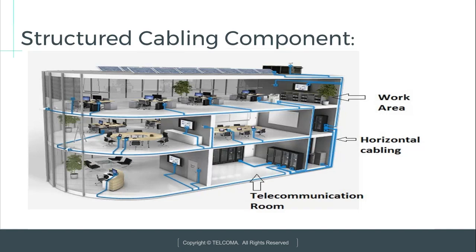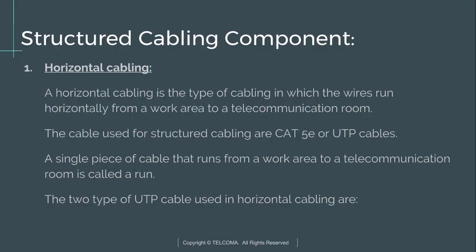This diagram shows the three components of structured cabling. It represents the work area, then the horizontal cabling used to connect the devices. Next is the telecommunication room, which acts as the central location where every device is terminated. Horizontal cabling is the type of cabling in which the wires run horizontally from a work area to a telecommunication room. The cables used for structured cabling are category 5E, or UTP, unshielded twisted pair cables. A single piece of cable that runs from a work area to a telecommunication room is called a run.